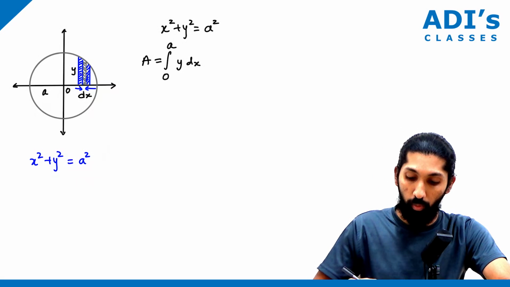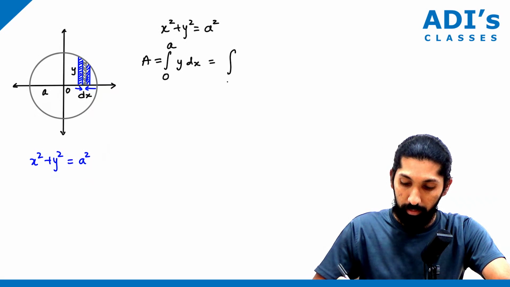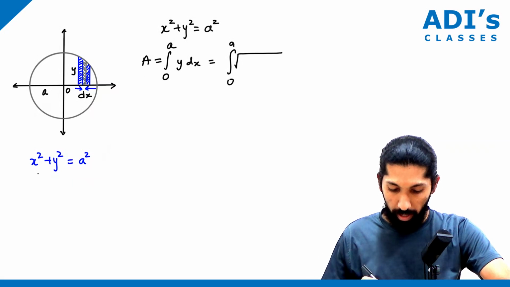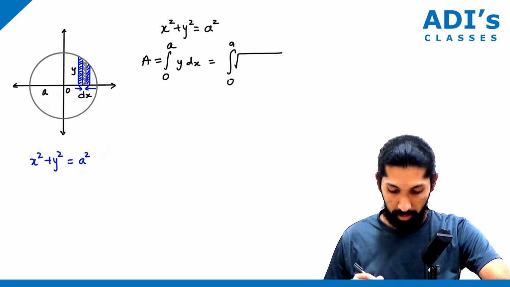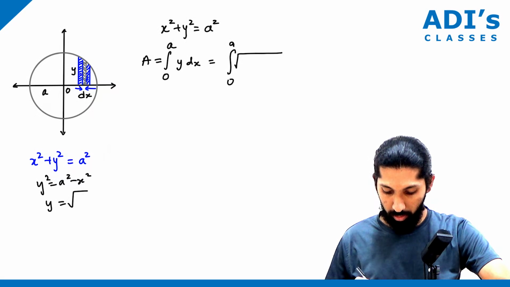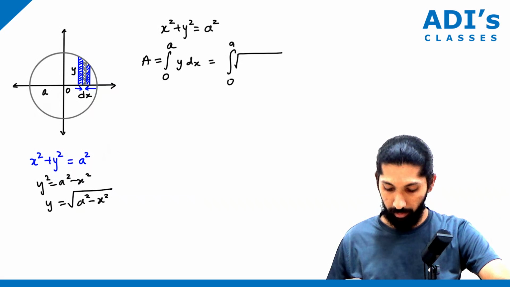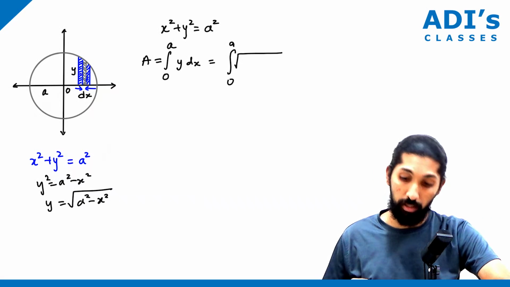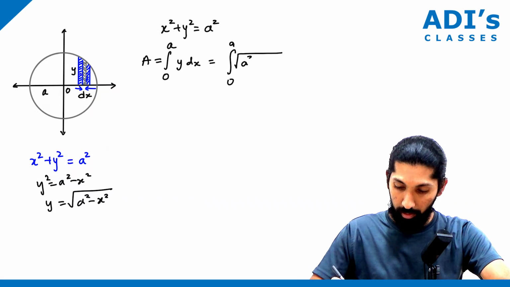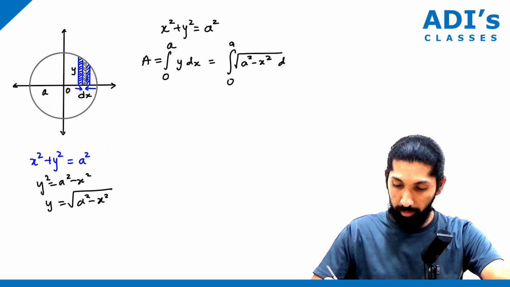Now what is y? See this here, x square plus y square is a square. So y becomes root of a square minus x square. This is the value of y. Substitute that value of y. That means the integral of root of a square minus x square into dx.